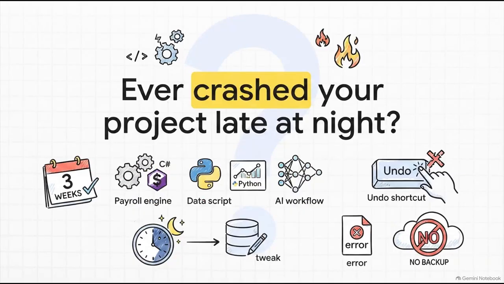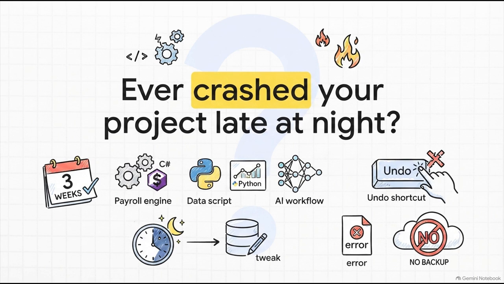Okay, picture this scenario. You've spent 3 grueling weeks building a seriously complex feature for your application. Maybe it's a massive enterprise payroll engine written in C#, or a custom data analysis script in Python, or even a cutting-edge AI workflow. Everything is working perfectly. But then, it's late at night, and you decide to make just one tiny tweak to optimize a database query. You hit save, and suddenly, boom, the entire system crashes.